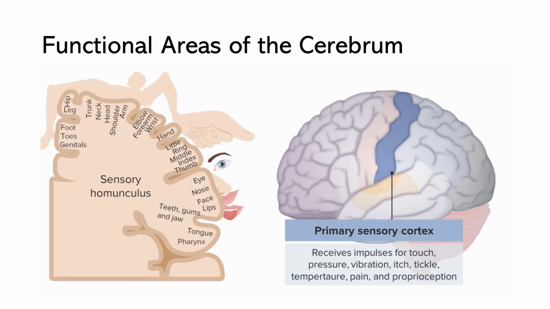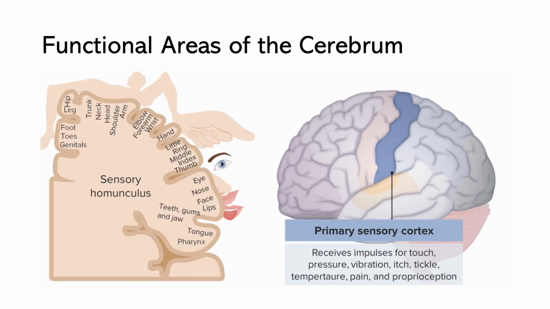The first of the functional areas that we're going to discuss in this lecture is the primary sensory cortex. This is a sensory area of the cerebral cortex that receives impulses for touch, pressure, vibration, itching, tickling, temperature, pain, and proprioception. This part of the cerebral cortex contains what is known as a sensory homunculus. Homunculus actually translates to little human.